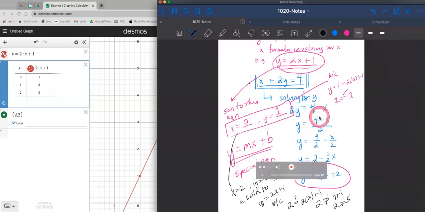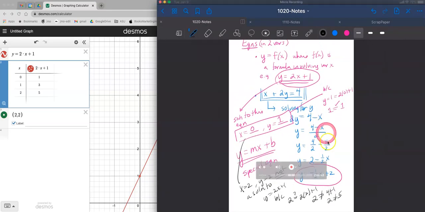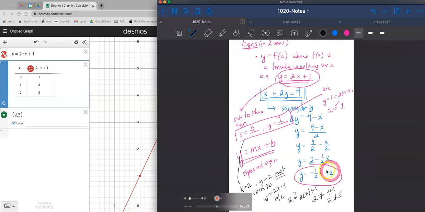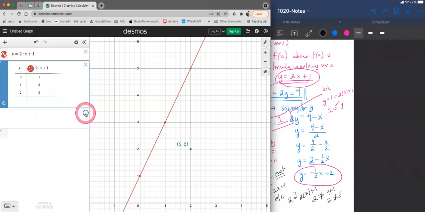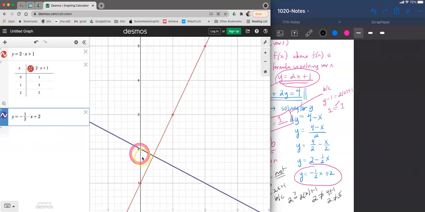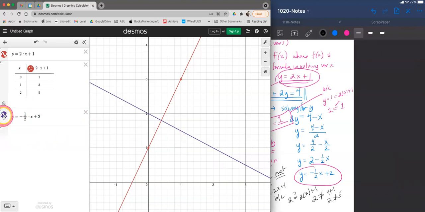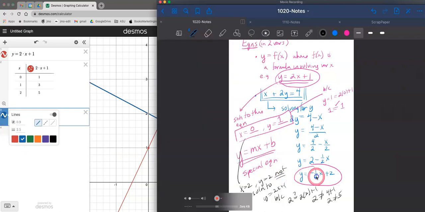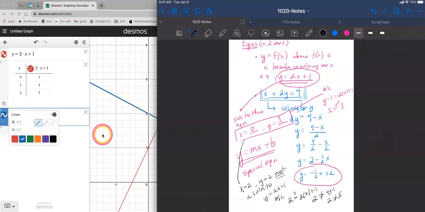Okay. There was another line that we found, right? That was the line y = -1/2 x + 2. So if we put that equation in, y is equal to -1/2 times x plus 2, we can see that this line is a little bit different. We can call this the blue line, given by the blue formula over here.